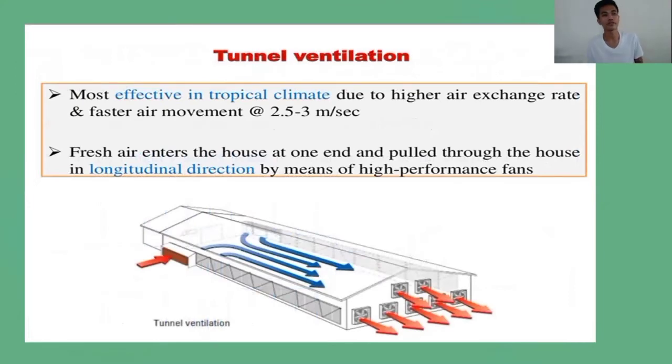Tunnel ventilation. Most effective in tropical climate due to higher air exchange rate and faster air movement at 2.5 to 3 meters per second. Fresh air enters the house at one end and is pulled through the house in a longitudinal direction by means of high-performance fans.